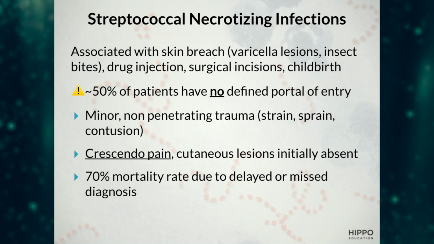All right, so when we talk about the streptococcal necrotizing infections, this is the type 2 we talked about, more than 50% of patients have no identifiable portal of entry. So if you're looking for that, you're not always going to find it, only half the time. And if you do see something, it'll be minor, like the minor abrasion like we talked about.